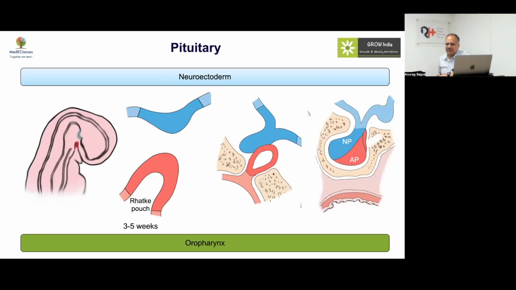Now, we were discussing yesterday, Ashutosh, a particular condition, Sheehan syndrome. In Sheehan syndrome, we only have anterior pituitary involvement, while we do not have diabetes insipidus. Why?